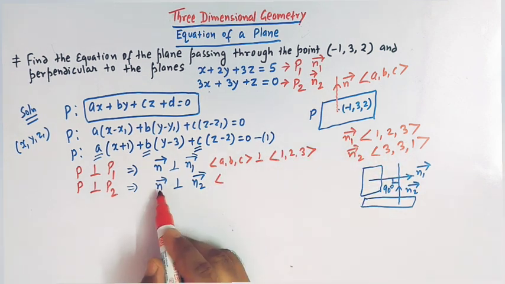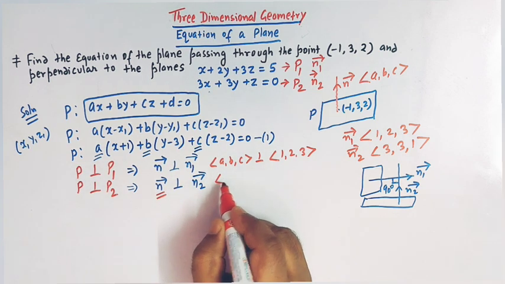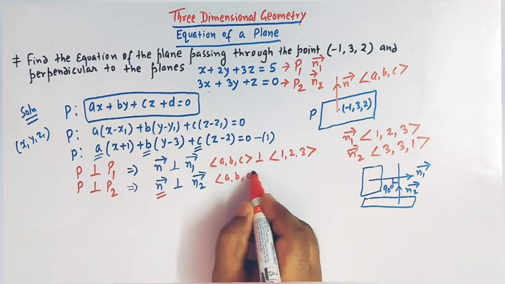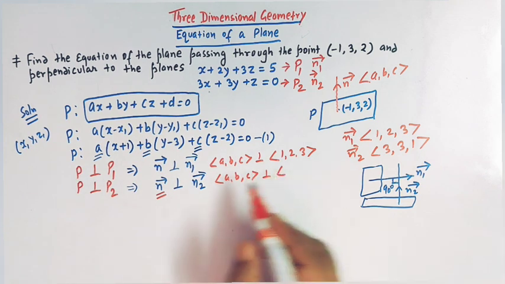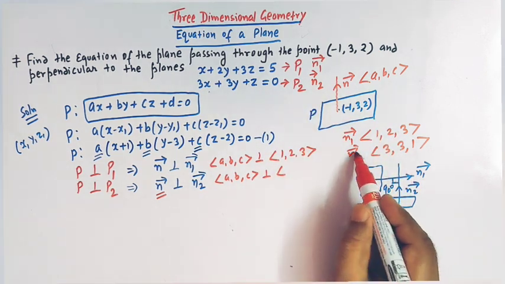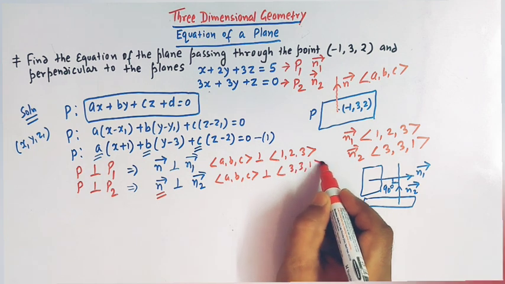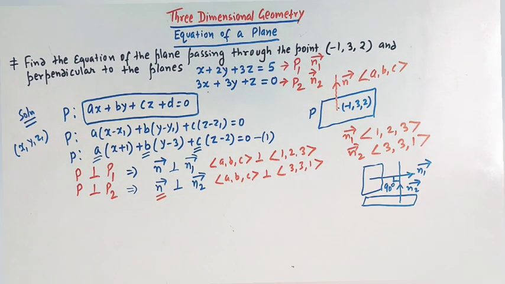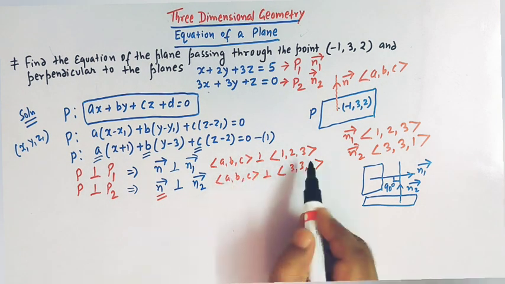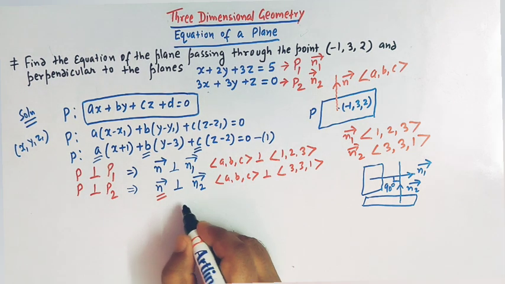And similarly here vector n is perpendicular to n2, so the direction ratios of vector n are a, b and c, and this is perpendicular to n2 vector, so the direction ratios of n2 vector are 3, 3 and 1, right? Now from vector algebra, we know that when two vectors are perpendicular, then their dot product is 0, right?